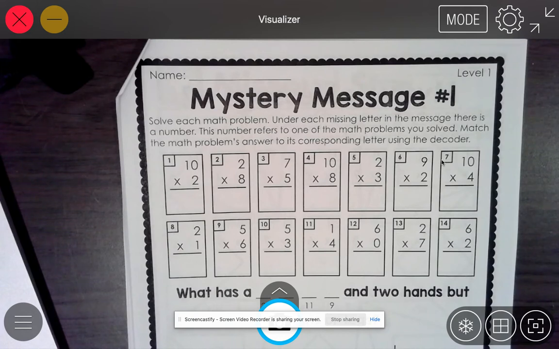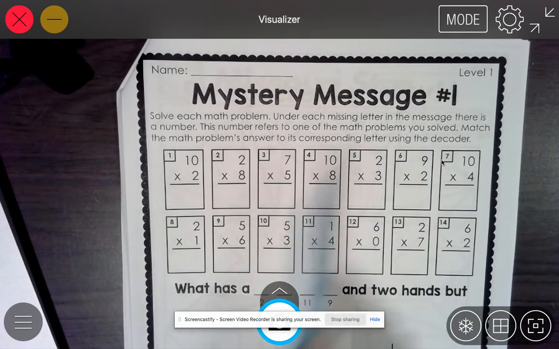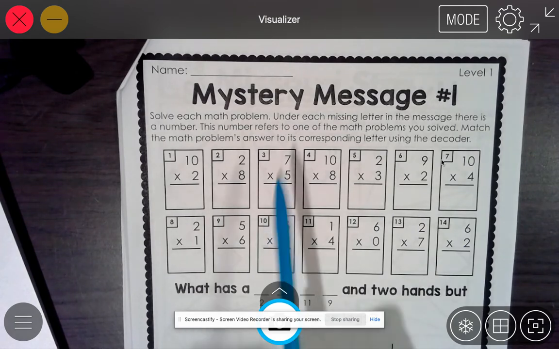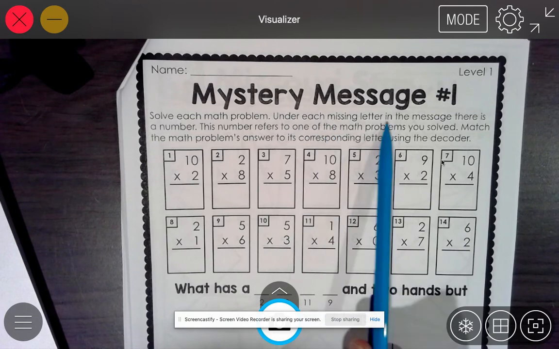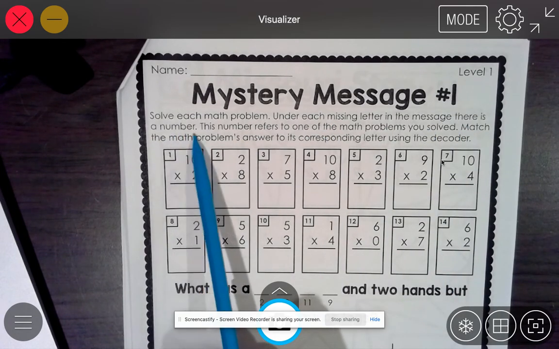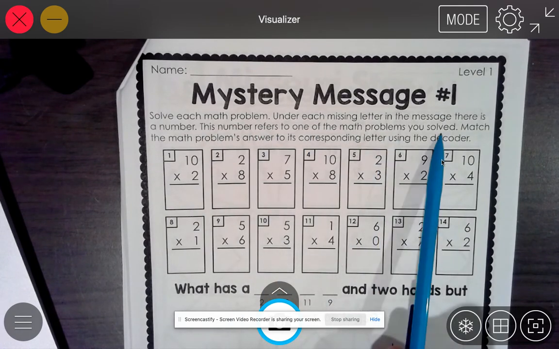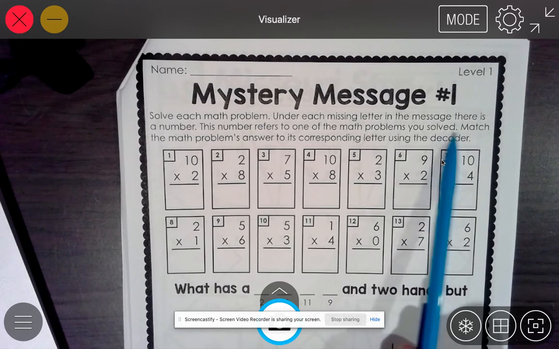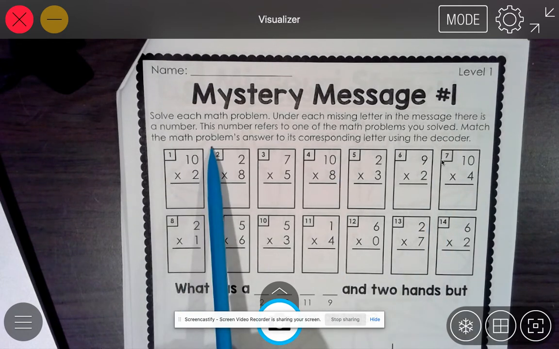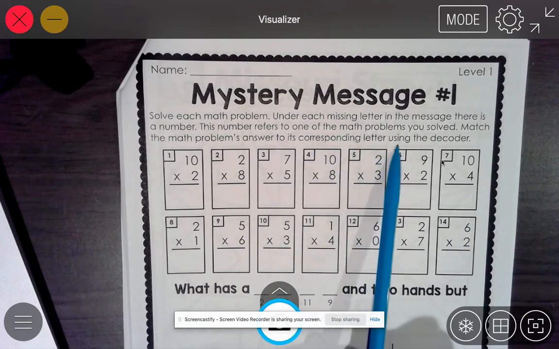Make sure that you have your name, and we're creating a mystery message. So mystery message number 1. It says, solve each math problem. Under each missing letter in the message, there is a number. This number refers to one of the math problems you solved. Match the math problem's answer to its corresponding letter using the decoder.